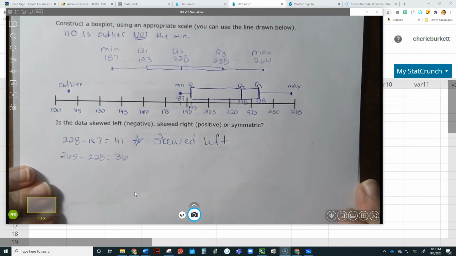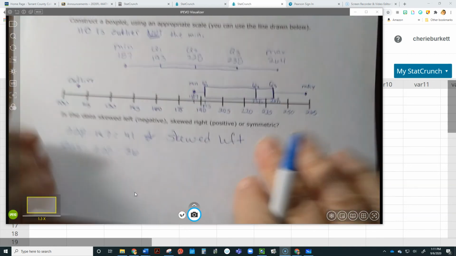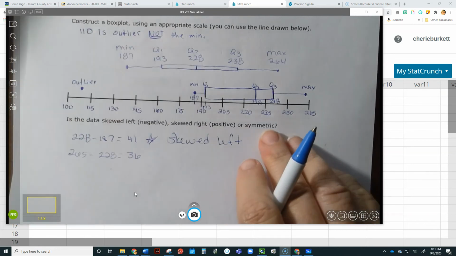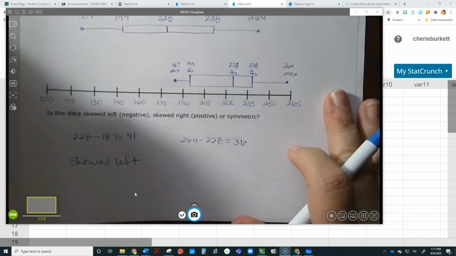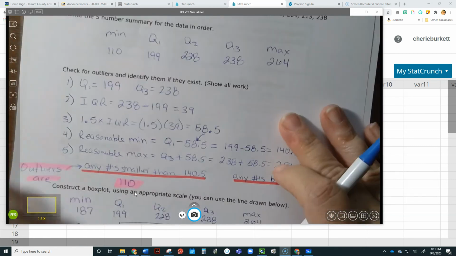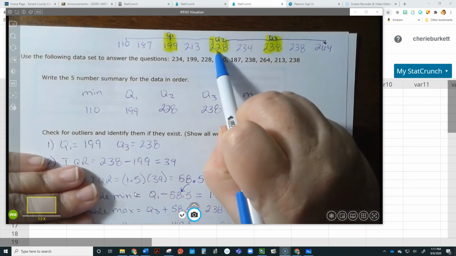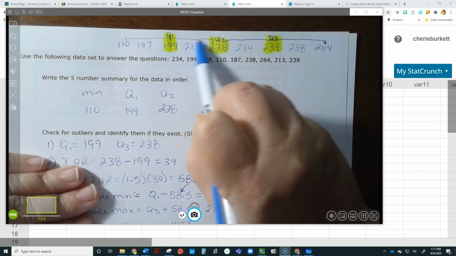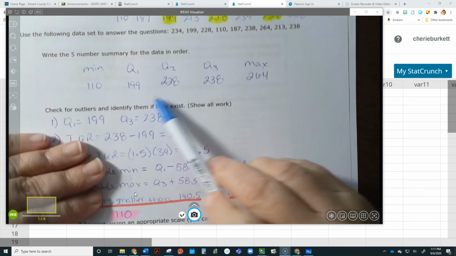Okay, now I have already, let's see, where did I do this? Oh, here we go. I want to show you how to do all of that on StatCrunch, but before we do it on StatCrunch, I want to show you that I went back and redid it the way StatCrunch does it. When I found the Q1, I included that 228 in my group of numbers, so I got a middle number right there.